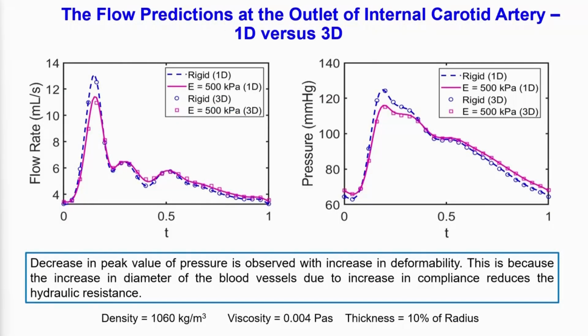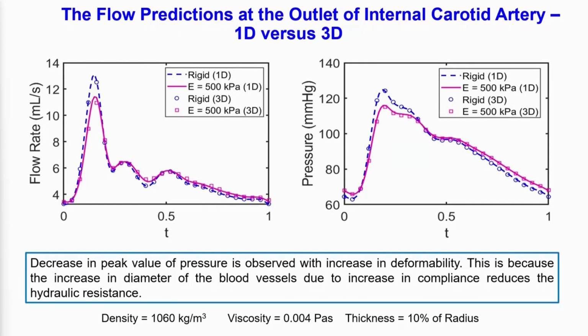So, we will see how that can be done in the next session, but if you now compare the 1D and 3D, see it is not that bad, and for rigid and deformable channels the symbols are different, you can clearly see. So, there is a decrease in the peak value of the pressure with increase in deformability. This is qualitatively what we observe, and the reason is that the increase in the diameter of blood vessels due to increase in compliance reduces the hydraulic resistance.